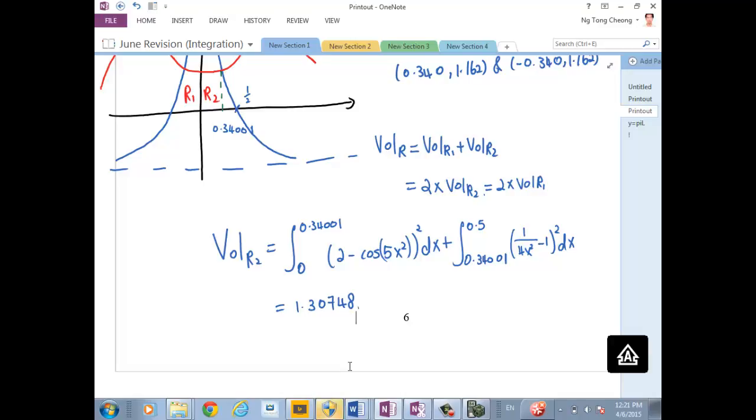For this answer, I also give more SF because this is also an intermediate step. Because remember what they want? They want the volume of R, which is equal to the volume of R1 plus the volume of R2. So I'm actually not done yet. My volume of R, since it's symmetrical, is 2 times the volume of R2 here, which is just 2 times.